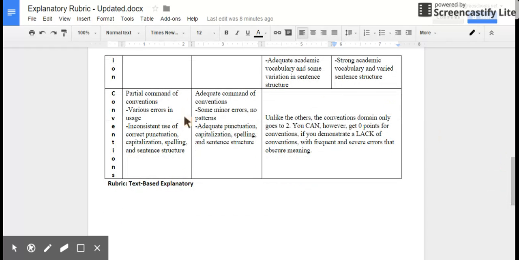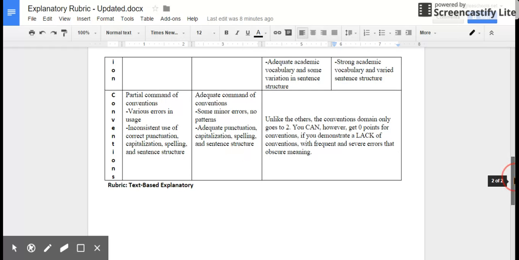Next is conventions. So conventions are grammar, sentence structure, spelling, appropriate word usage, etc. So adequate command of conventions, some minor errors, no patterns. So if you're a person who struggles with punctuation and you consistently punctuate incorrectly, you're either going to get a 1, or if they can't read your essay, a 0 here. Adequate punctuation, spelling, and capitalization and sentence structure. So those are the big 4. Number 1, punctuation. Number 2, capitalization. 3, spelling, and 4, sentence structure. So those are the 4 things you should be reading to check your essay for.